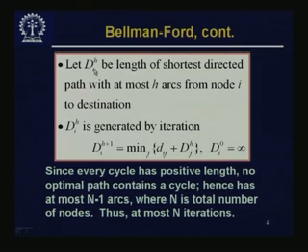Let D_i^h be the length of the shortest directed path with at most h arcs from node i to the destination. D_i^h is generated by the iteration D_i^(h+1) = min over j of (d_ij + D_j^h), and D_i^0 is equal to infinity. You can put all of them as infinity, or the direct links you can take note of them, it does not matter, in one iteration that will be taken care of.